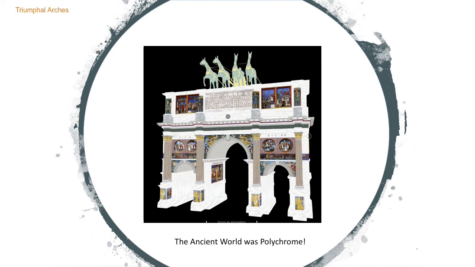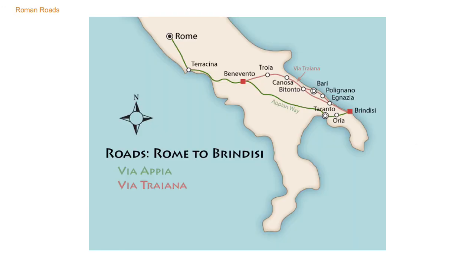Okay, moving away from the architecture of victory or lineage, let's take a minute with the Via Appia. This is the road that goes from Rome to Brindisi.